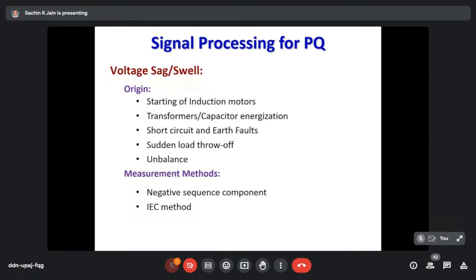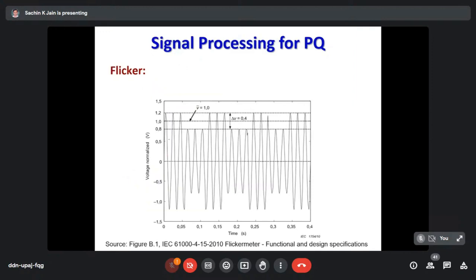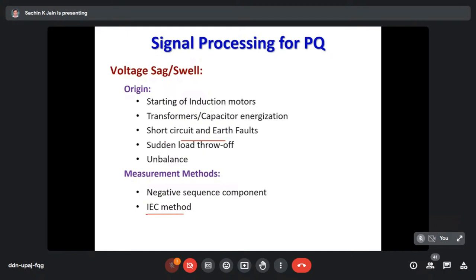Voltage sag and swell. It originates from the starting of induction motors, maybe transformer energization, short circuit or earth faults might lead to sag and swell. And the measurement methods are the IEC methods, and negative sequence components can be used for detecting these things. Basically, the IEC standard can be referred for the detailed description, because I am focusing on harmonic estimation because it covers the broad aspects of signal processing applications. So it was not possible, so I have skipped the specific details about these methods in today's talk.